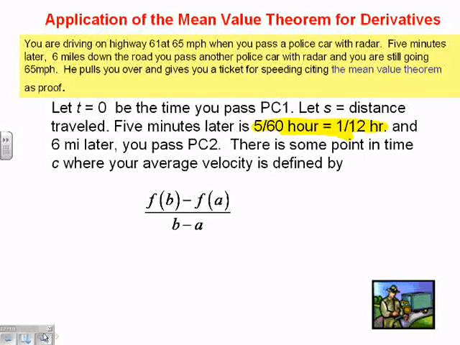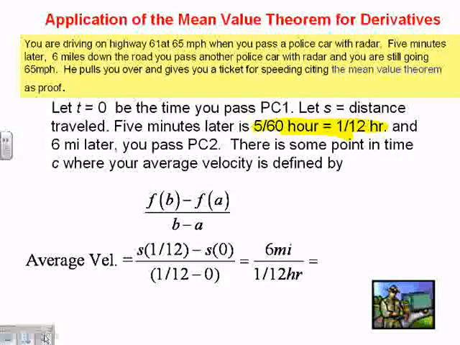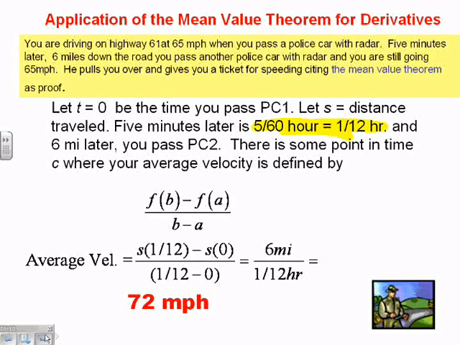So if you plug this in, you're going to get 6 miles in 1/12 of an hour, because that's how far we went in that amount of time. You divide, and you come up with 72 miles per hour. So what that is, we just did some math to show that's their average speed. Well, from this point to this point, you were going 65 miles per hour at the end points. If the average speed was 72, what has to be true?